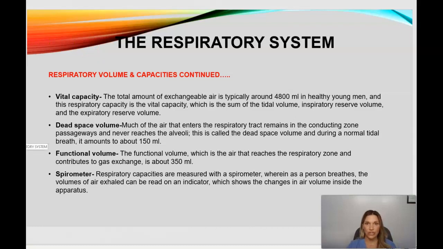So a kind of short but very important anatomy lesson here about the respiratory system and the lungs especially.